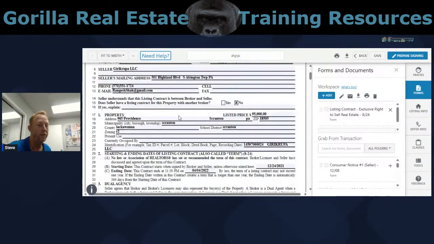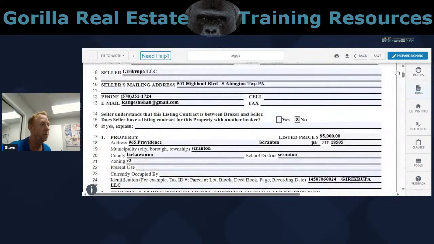If you have another listing contract on this property, well, that's bad. Don't do that. Property information, PIN number, present use, zoning, and your seller is signing off on all of this. So at some point you should be walking through this with your seller. If your seller's experienced, you don't have to go line by line, but you try to walk through the important stuff.